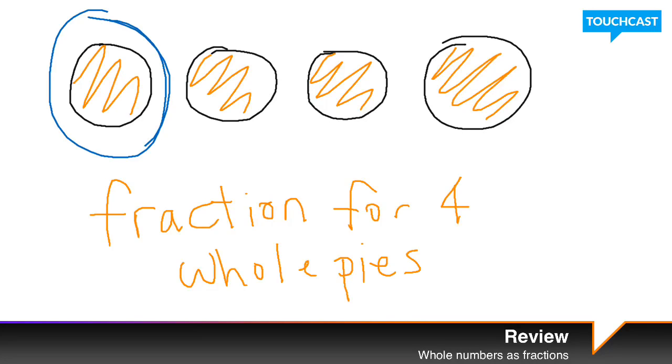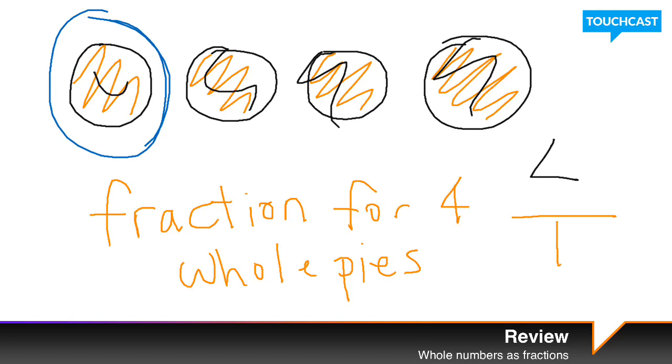So we know that we have 4 pies. This represents 1 whole. How many pieces is that 1 whole split into? That's right. It's split into 1 piece. That's it. And how many of those pies did we eat? 1, 2, 3, 4. We ate 4 of those whole pies. So 4 over 1 is equivalent to 4 wholes.